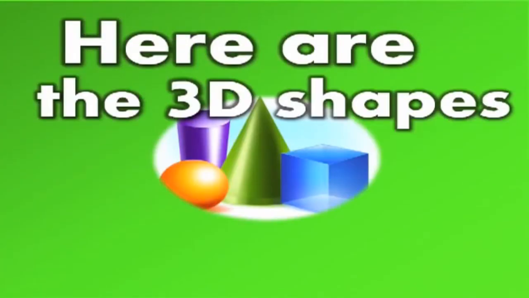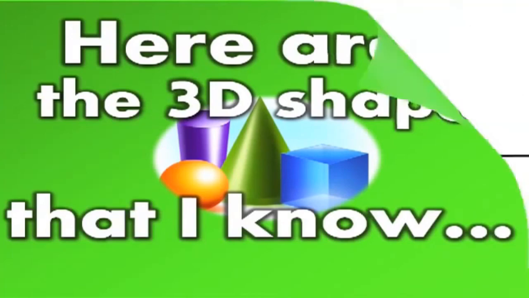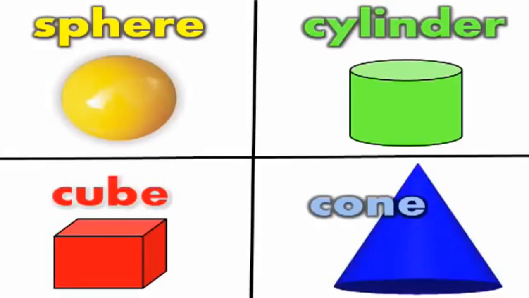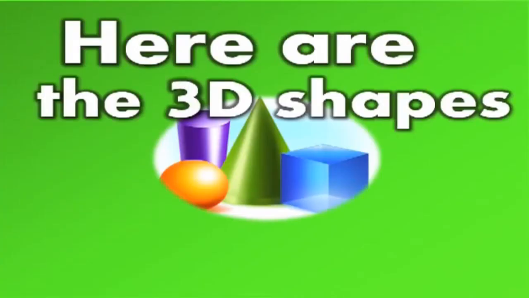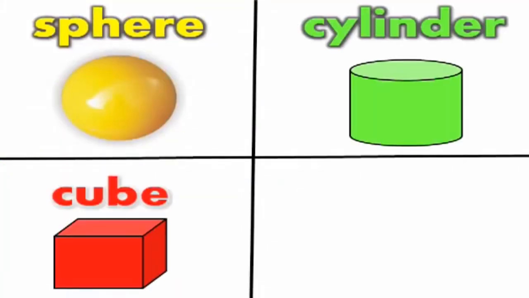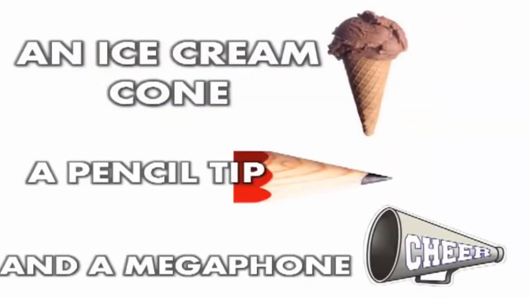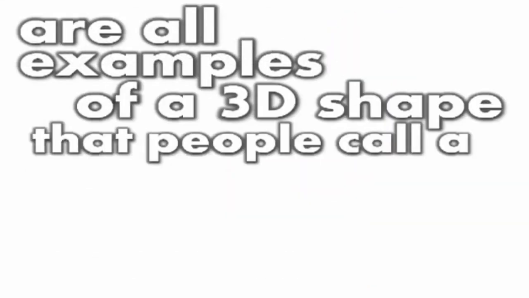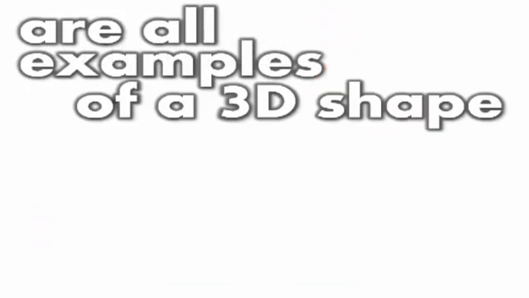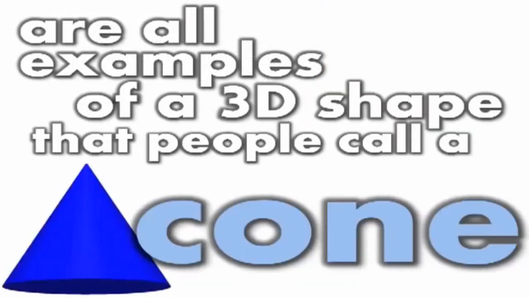Here are the 3D shapes that I know: a sphere, a cylinder, a cube, and a cone. An ice cream cone, a pencil tip, and a megaphone are all examples of a 3D shape that people call a cone. A birthday hat, a nail, or a funnel in my home are all examples of a 3D shape that people call a cone.